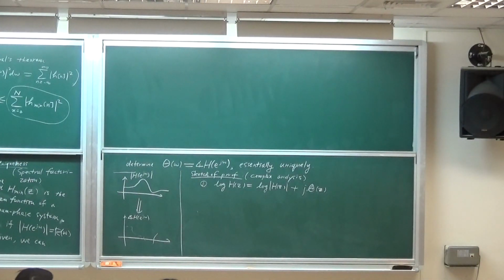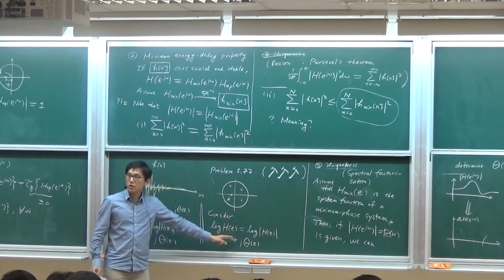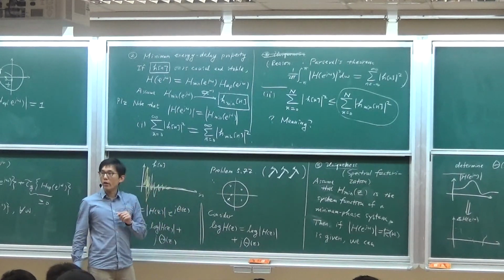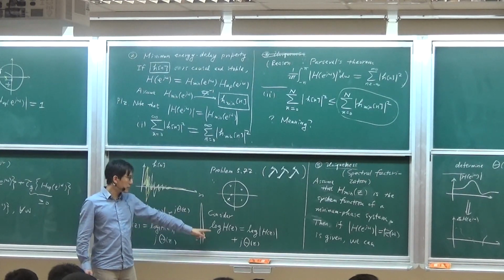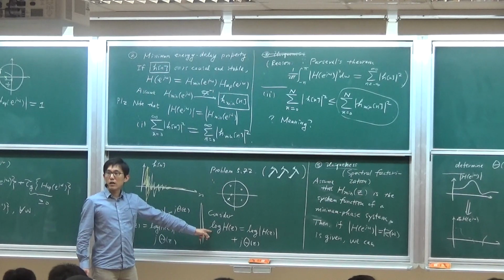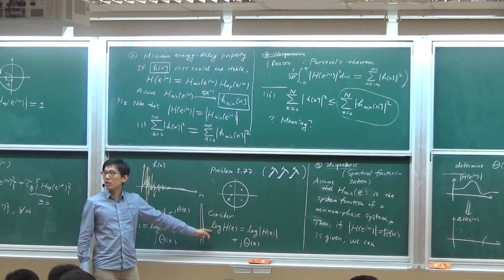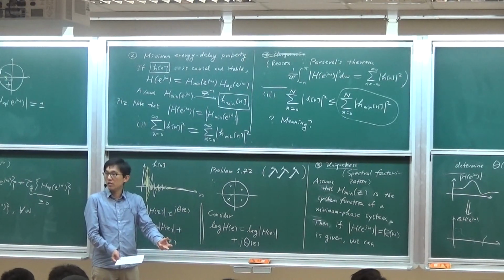Now, log of h of z is a function of a complex variable, right? Log of h of z itself is a function of a complex variable. So let me ask the question, where are the singularities? Where are its singularities? Where can we not evaluate log of h of z? That's the meaning of singularity. You cannot evaluate the function.